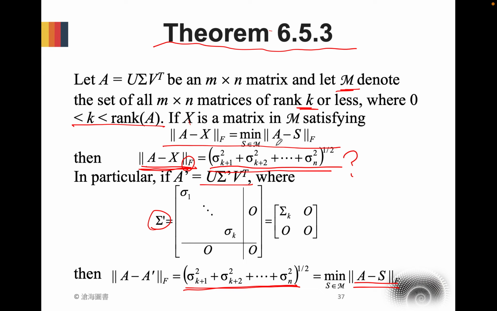Okay? This is a special case. If A is a non-singular n by n matrix, and A prime is singular, remember that A prime is of smaller rank, which is singular. Then the smallest singular value can be taken as the measure of how close a matrix is to being singular.